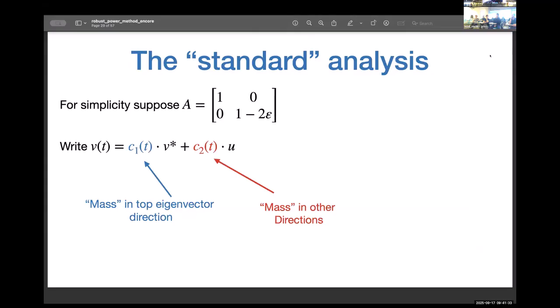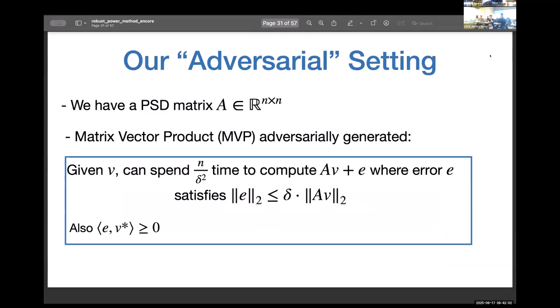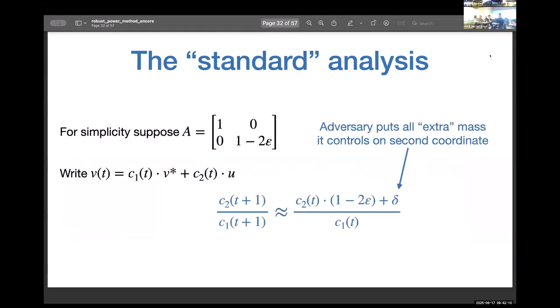So like I said, let's say our matrix is this nice matrix. The way we measure progress in the power method is that at iteration t, we write the vector as a component in the top direction and the other components, and we look at the mass in every direction. The lesson from the standard analysis is that the clean way to do the power method analysis is to look at the ratio, and as long as the ratio is decreasing, you're making progress. So now let's see what happens if we use this adversarial or noisy matrix-vector product.